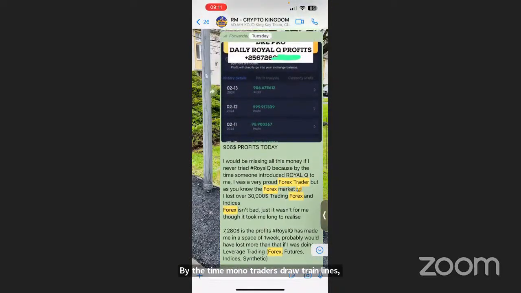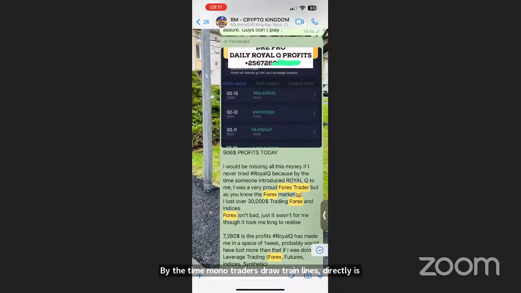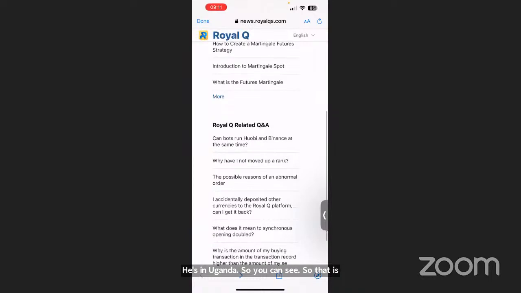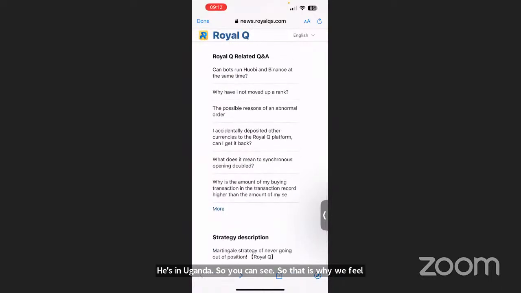Uncle Investor, that's the person who actually posted it. He's in Uganda. So you can see, that is why we feel proud saying we trade on the spot wallet, and with the martingale strategy that the Royalq robot provides us, we are never going out of position, even if the market goes against us. Now, this user guide can actually be found in all these languages.